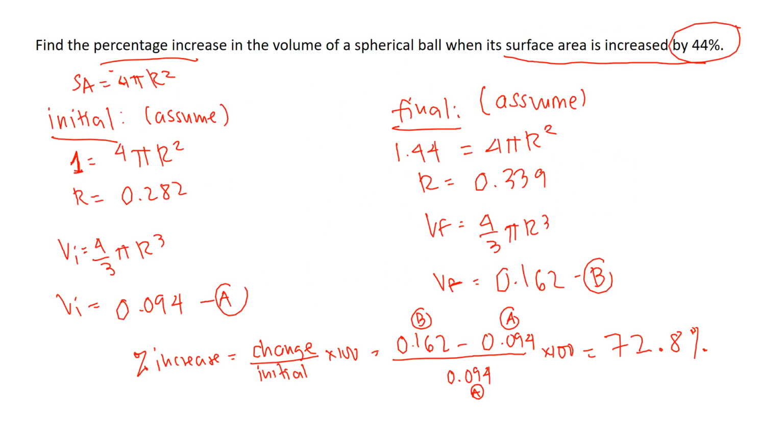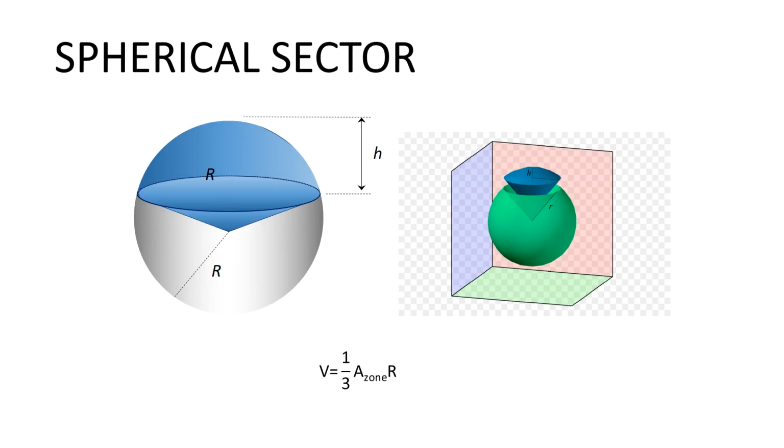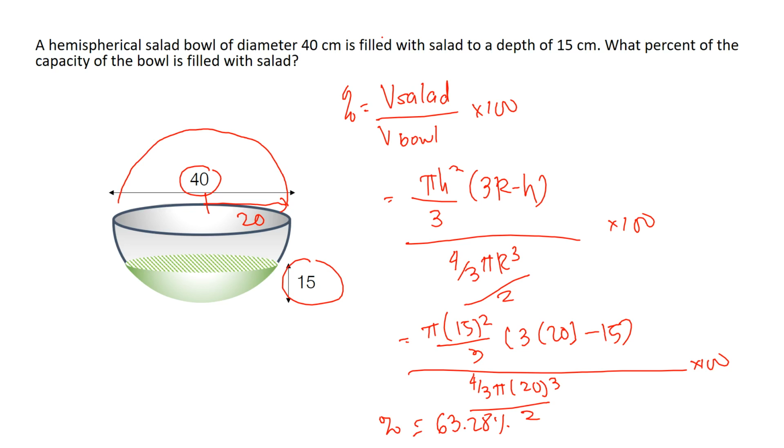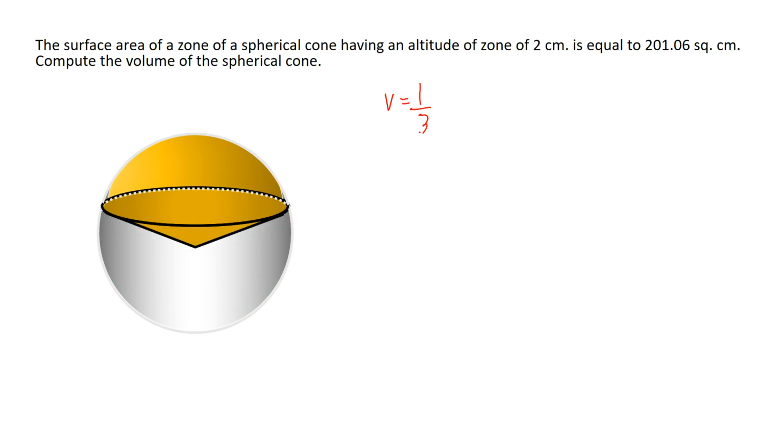A spherical cone is actually a sector. Spherical cone or spherical sector, they are the same. So you need to use the formula, 1/3 the area of the zone times r. The surface area is given, 201.06. The altitude of the zone is 2.